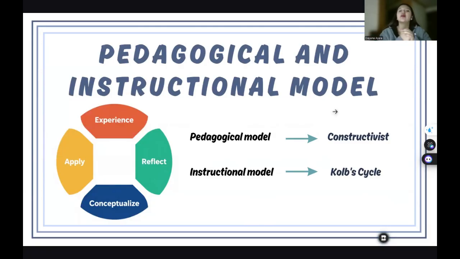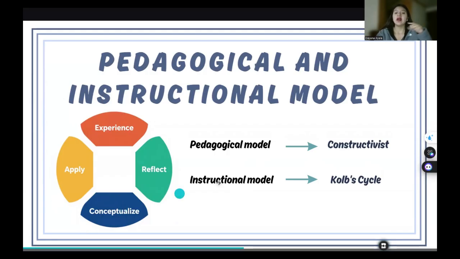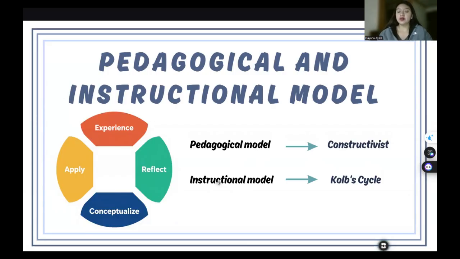In this case, I write my pedagogical model, which is constructivism, and the instructional model, which is Kolb's cycle, in which we have experience, reflect, contextualize, and apply. I decided to use constructivism because I consider it really important that my students can create their own knowledge based on their experience and on what they are learning through the process, so they can construct their knowledge. And I think that this instructional model aligns in the best way with this pedagogical model.